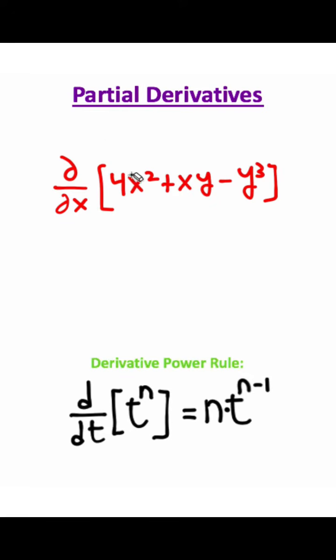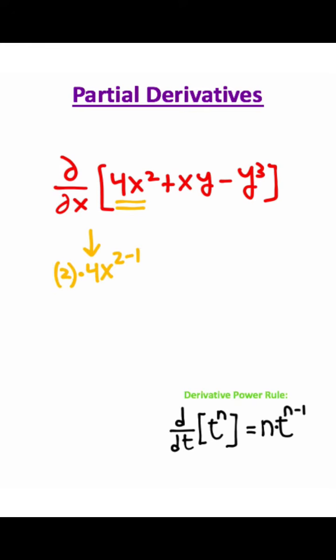So that means we're going to take derivatives of all the x terms using this power rule, and the y terms we're going to treat like they're constant numbers. So I can use the power rule on this first x term, and then I can use the power rule on the second x term.